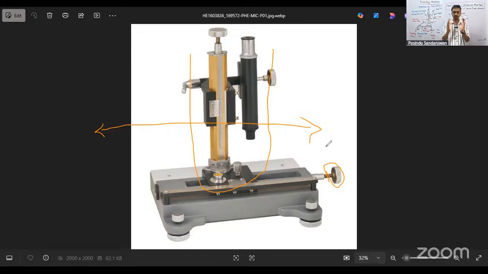entire part goes right and left, horizontally. That is for fine movements. And if I need to move it faster, that is also here.